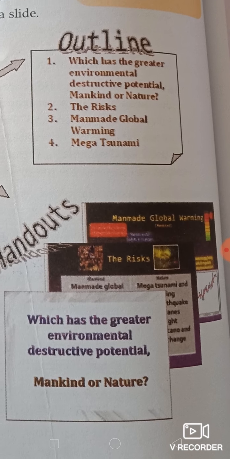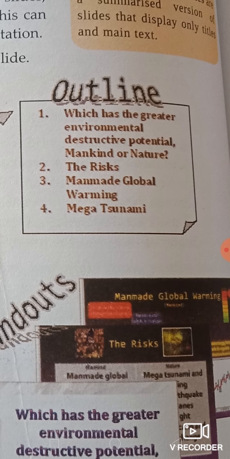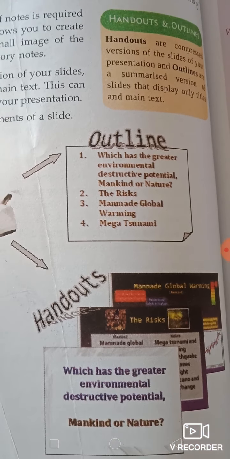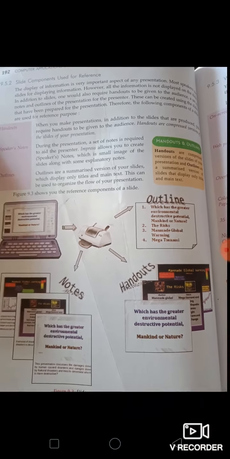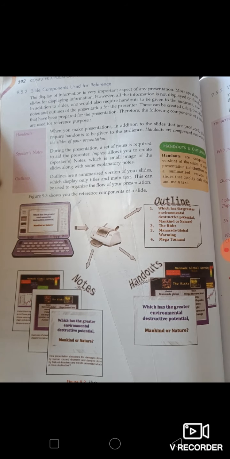These are handouts. As you all can see, in handouts we have the slides as they are in printed form, but in the outline we have only headings or titles of the slide. So this is the difference between handouts and outlines. Remaining topics we will discuss in the next class.